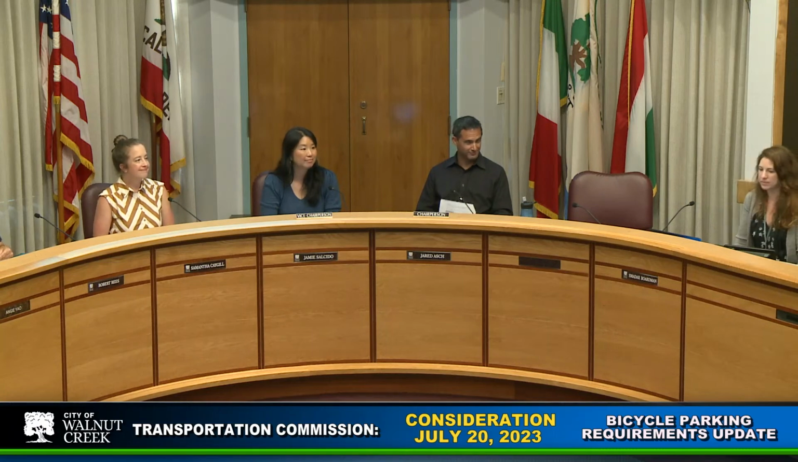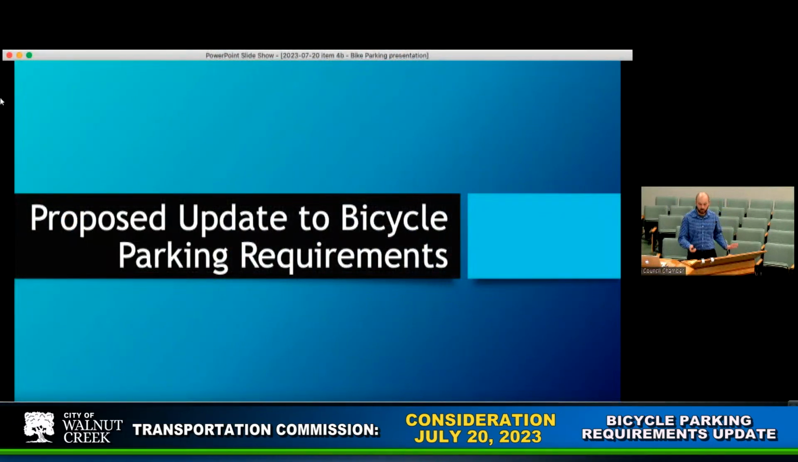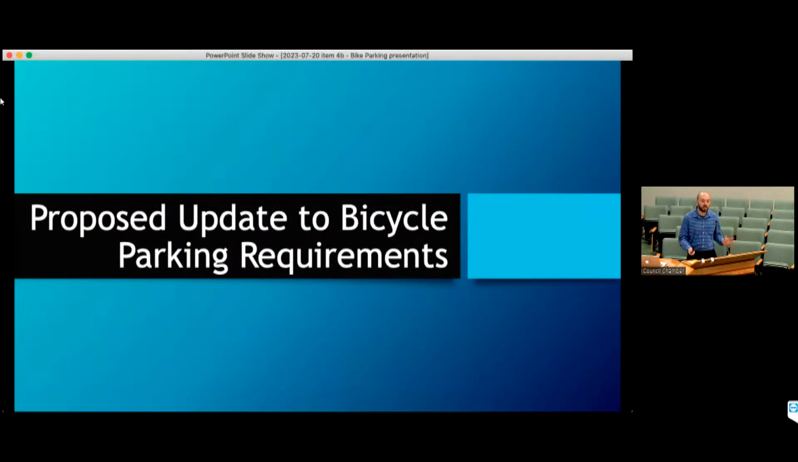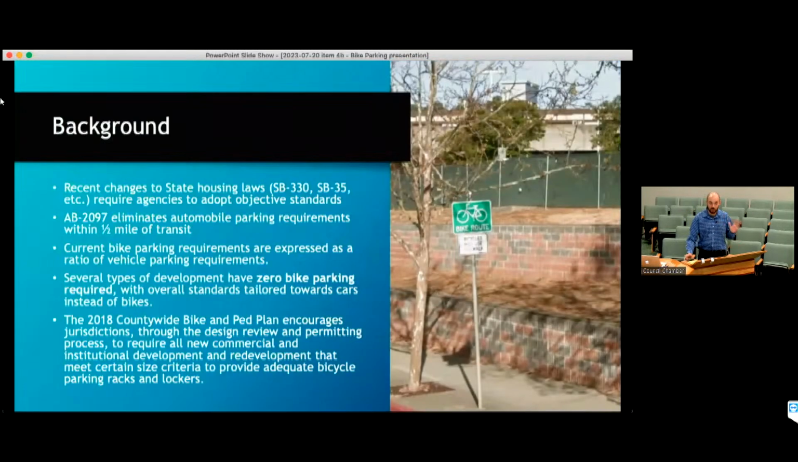Okay. Good evening, Commissioners. My name is Henry Rue, and I'm a transportation planner with the traffic engineering team. Tonight, I'm going to be talking to you about a proposed update to our zoning code. Very early stages here, but basically to amend our bike parking requirements. Recently, there's been a huge raft of state laws. I'm sure you're aware. Many of them are relevant here, but the biggest one is AB 2097. That eliminates automobile parking requirements entirely from anything within a half mile of a major transit stop. In our case, the most relevant are the Walnut Creek and Pleasant Hill BART stations.